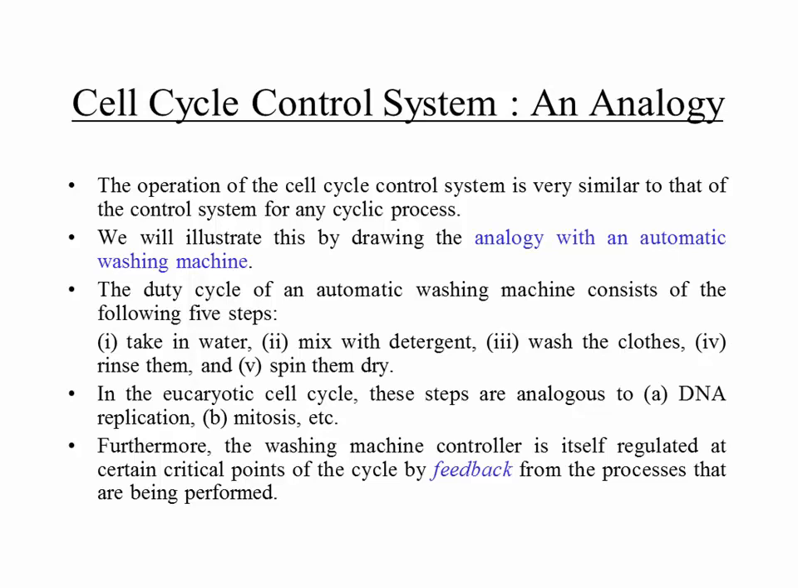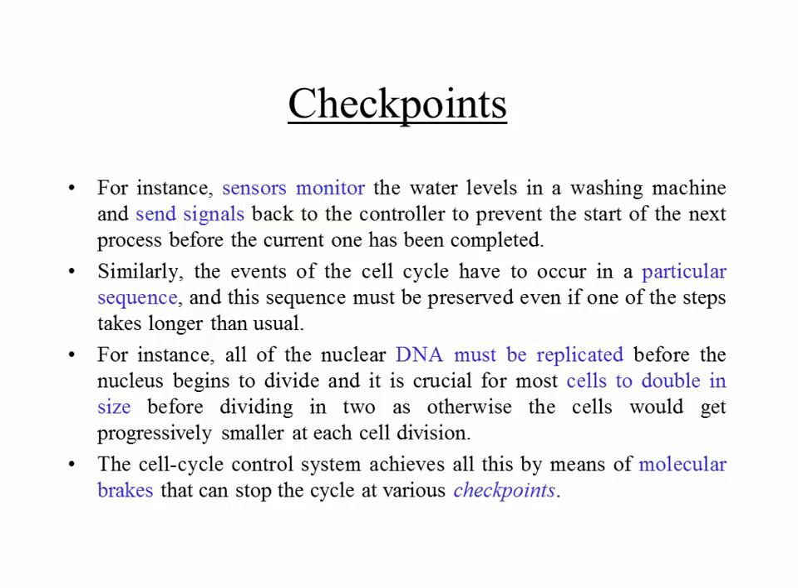Furthermore, the washing machine controller is itself regulated at certain critical points of the cycle by feedback from the processes that are being performed. If the water level is not right, it will probably not move on to the washing cycle. Water sensors monitor the water level in the washing machine and send signals back to the controller to prevent the start of the next process before the current one has been completed.